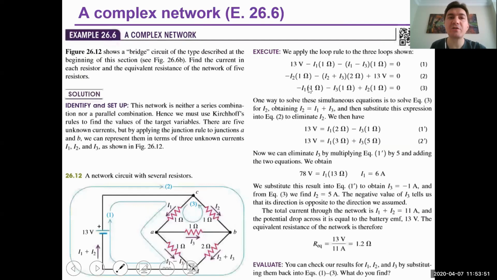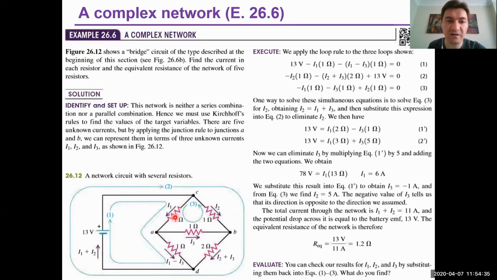Okay, then let me continue with a complex network. It looks terrible at the beginning, but by applying Kirchhoff rules, it is very easy to solve it. So, the figure here shows a bridge circuit of the type described at the beginning of that section I have shown you. Find the current in each resistor. Here we have current in the circuit. It is split into 2 parts, and we have another current here, and these are combined here. We have another current here, and then they are combined and traveling like this. So the question, find the current in each resistor.